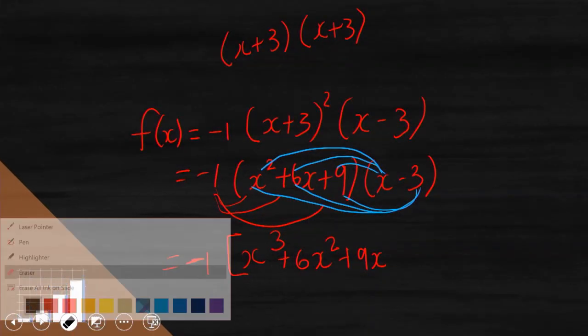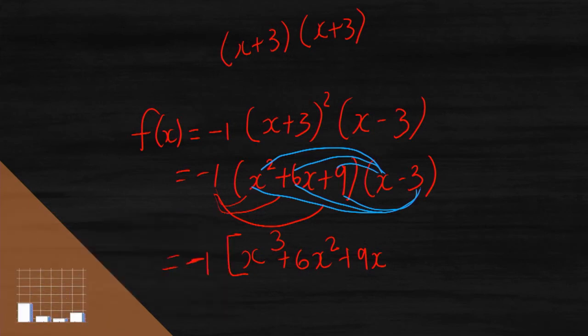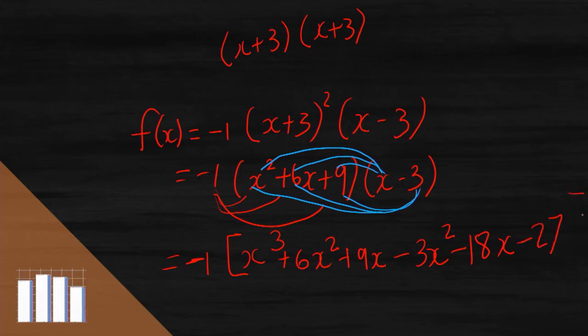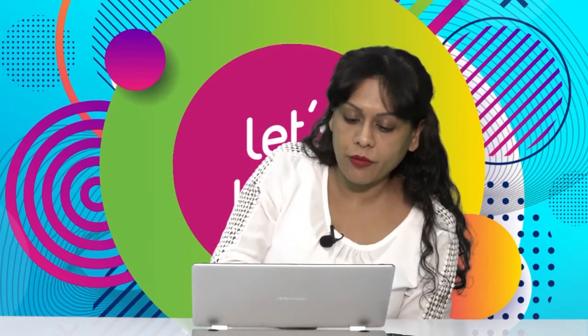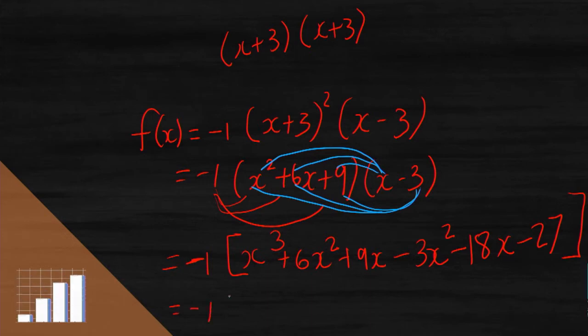All right. So I've got x cubed plus 6x squared plus 9x times the minus 3 minus 3x squared minus 18x minus 27. I've just times through by the minus 3. Now when we get to that point, all we do is multiply the minus through the brackets after we have added our like terms. So first collect your like terms within the bracket and then multiply by minus 1.